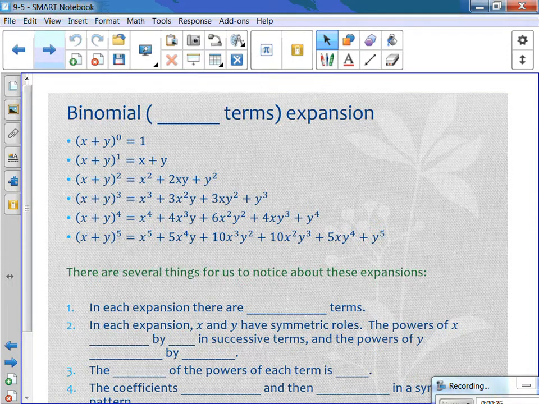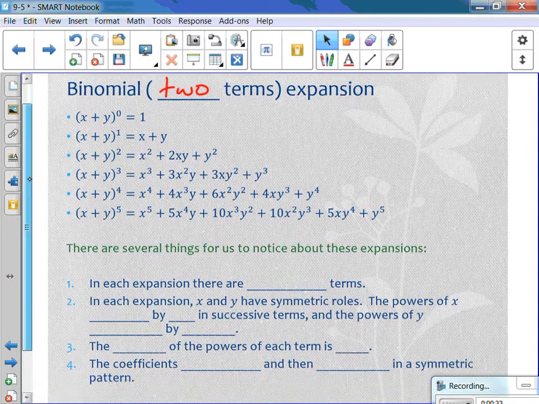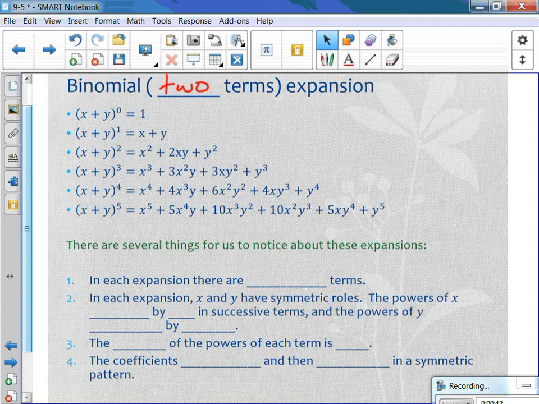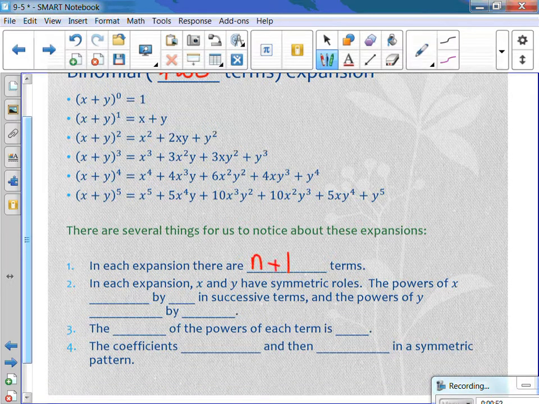So first things first, we're going to be looking at our binomial expansion. Again, binomial dealing with two terms. If we take a look at expanding our x plus y, here we have to the 0th power first all the way down to the 5th power with all the terms associated with it. If we look at this, we can see certain patterns. Several things for us that we can see is that in each expansion we have n plus 1 terms.